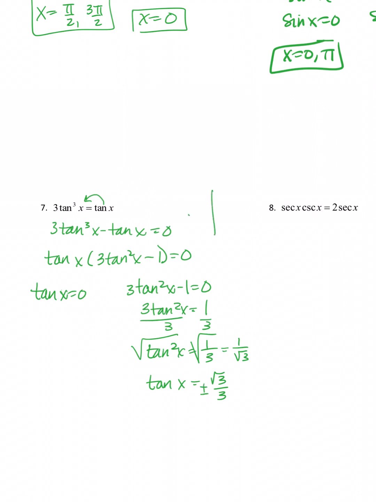So I'm thinking about my unit circle. Where is the tangent 0? Tangent is y over x. So where is the y 0? Well, that happens at 0 and that happens over at pi, right? So 0 and pi.